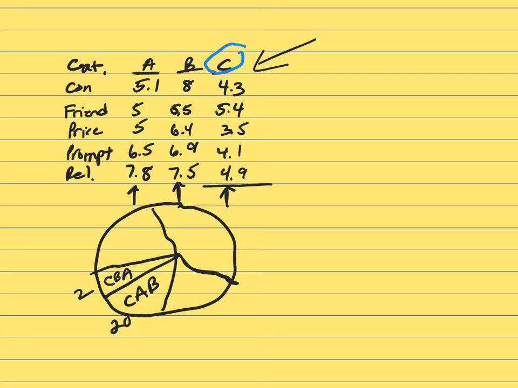Look at these numbers, 4.3, 5.4, 3.5. They're all less than these other ones. So you don't have to worry about summing those numbers up. So we know it's C.